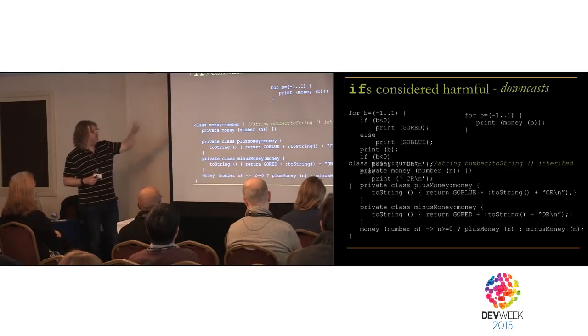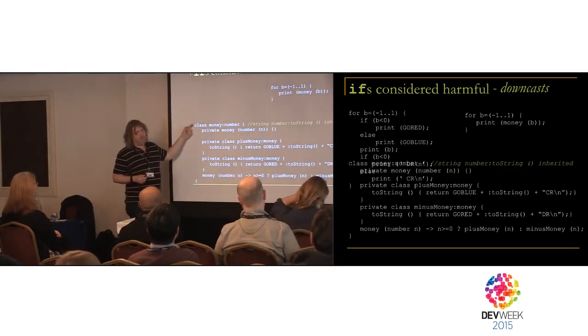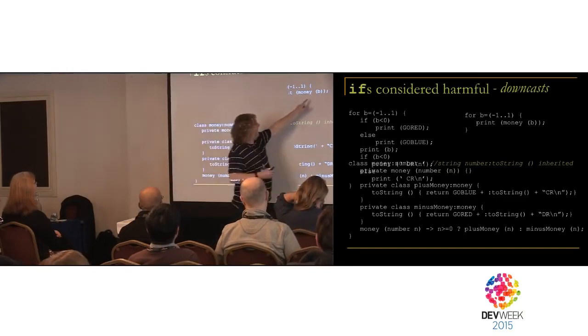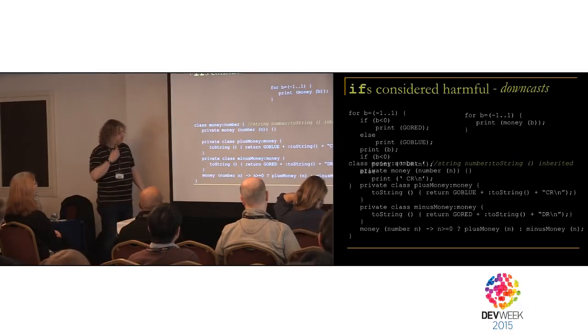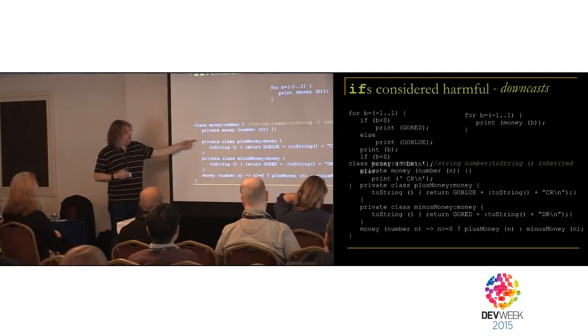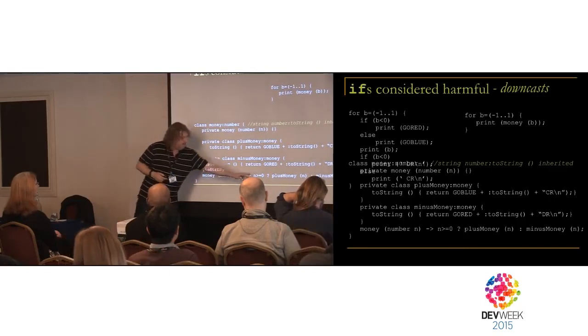So we're doing the same thing that we did before. What we're defining is this money class, because the money class is where we're concentrating the decision. Here are the two different subclasses, the plus money and the minus money. And then here is the constructor.